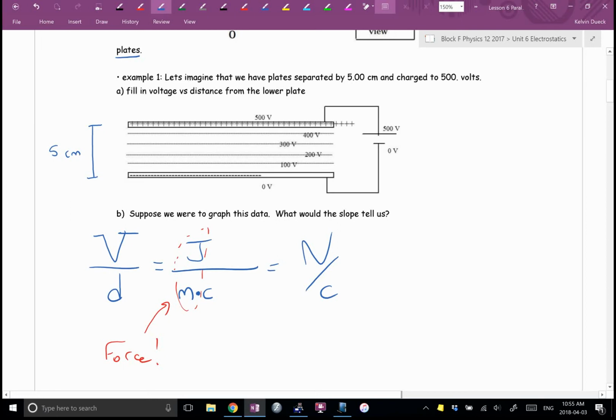What do I measure in newtons per coulomb? It's on your sheet. I'm willing to bet also in this unit you have an equation that has a force over a charge in it. I'll bet you. What is it?